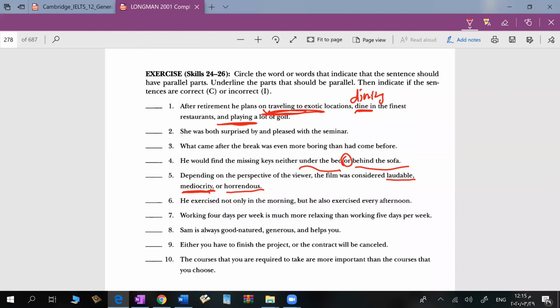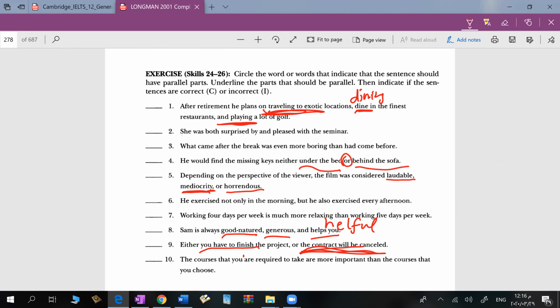So we need adjectives: good-natured, adjective; generous, adjective; and helpful, adjective. There is another way to make this sentence correct. Sam is always good-natured and generous, and after and, we can make it a compound structure, and he always helps you, for example. It will be then a compound structure. Either you have to finish the project or the contract will be cancelled. Correct. Either subject verb or subject verb.